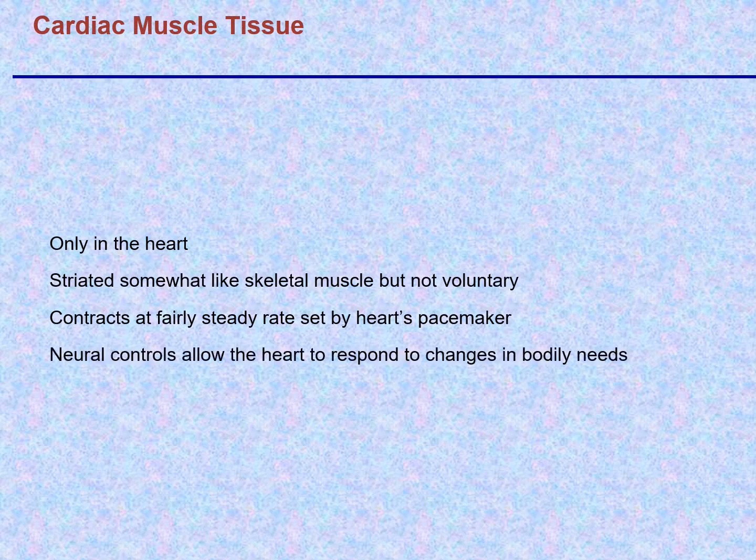Cardiac muscle tissue is only found in the heart. It is striped and striated, in other words, just like skeletal muscle. It is, of course, not consciously controlled. It's involuntary. It contracts typically at a fairly steady rate set by the pacemaker in the heart, the SA node. So it's internally triggered to contract, but there are also external neural controls that allow the heart to respond to changes when the body needs more or less activity in terms of pumping blood around.